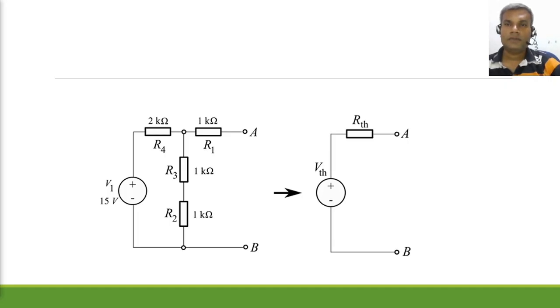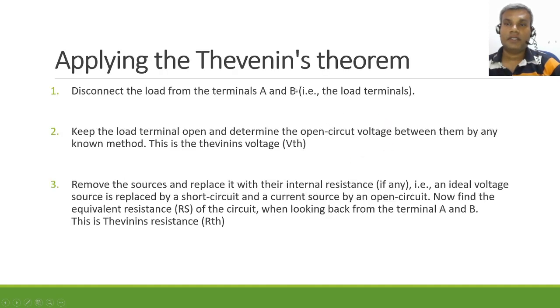Now let's try to do an example. Here you can see there's a circuit. It has a single voltage source and there are several resistors. So we are going to translate this circuit into the Thevenin's equivalent circuit. So we need to find the VTH and the RTH. We already know the steps required to do it. Earlier we had covered it. So now let's see how we can apply these steps and calculate the Thevenin's voltage and the Thevenin's resistance.